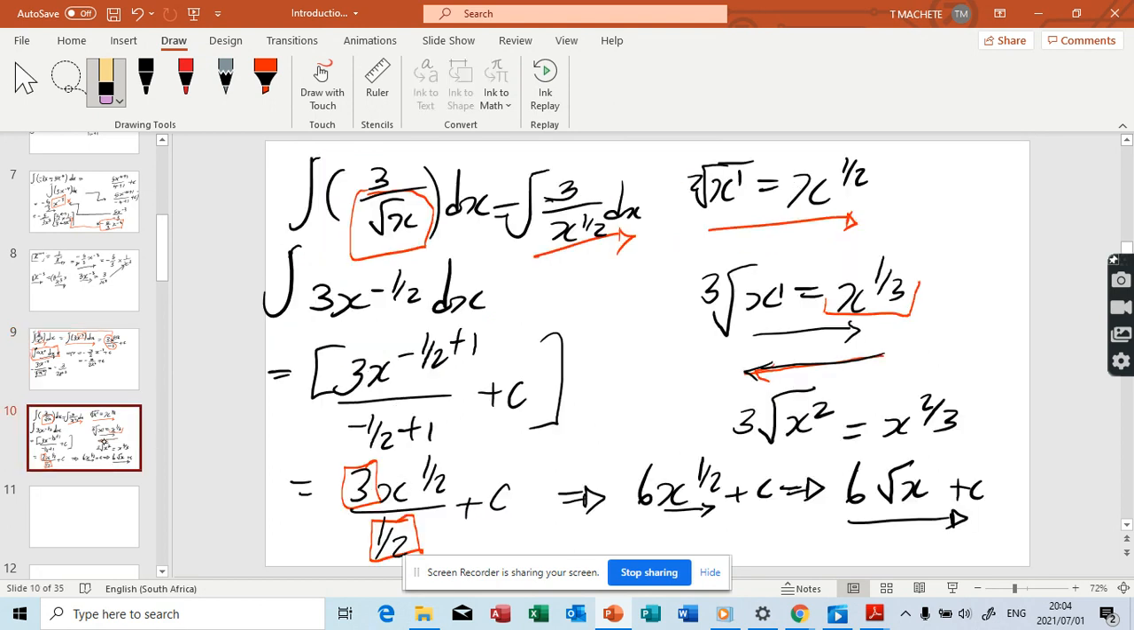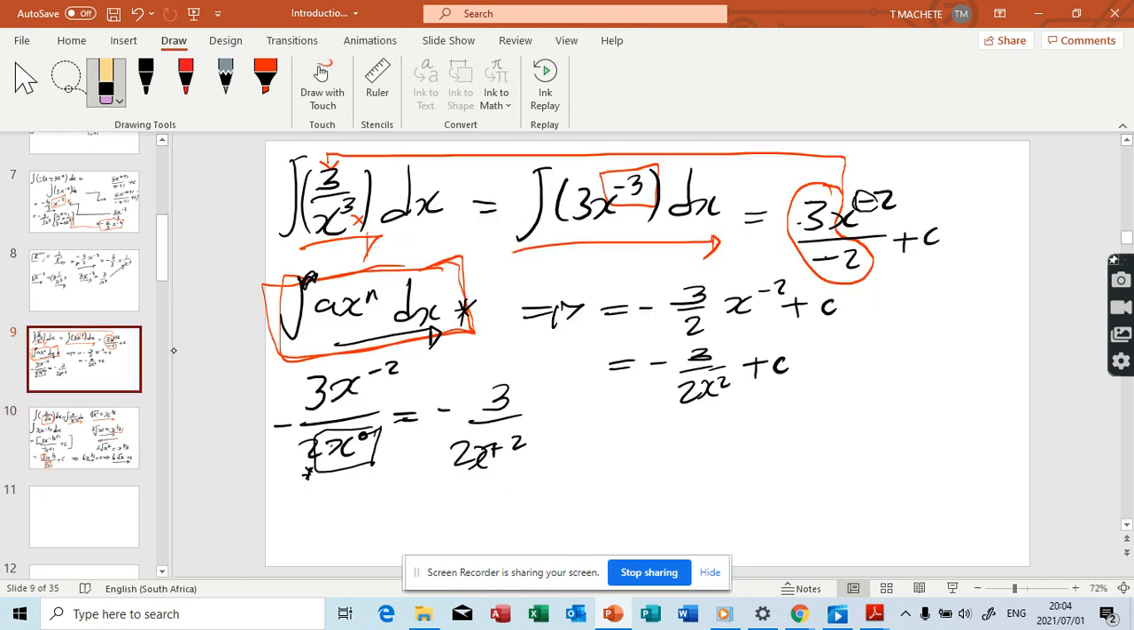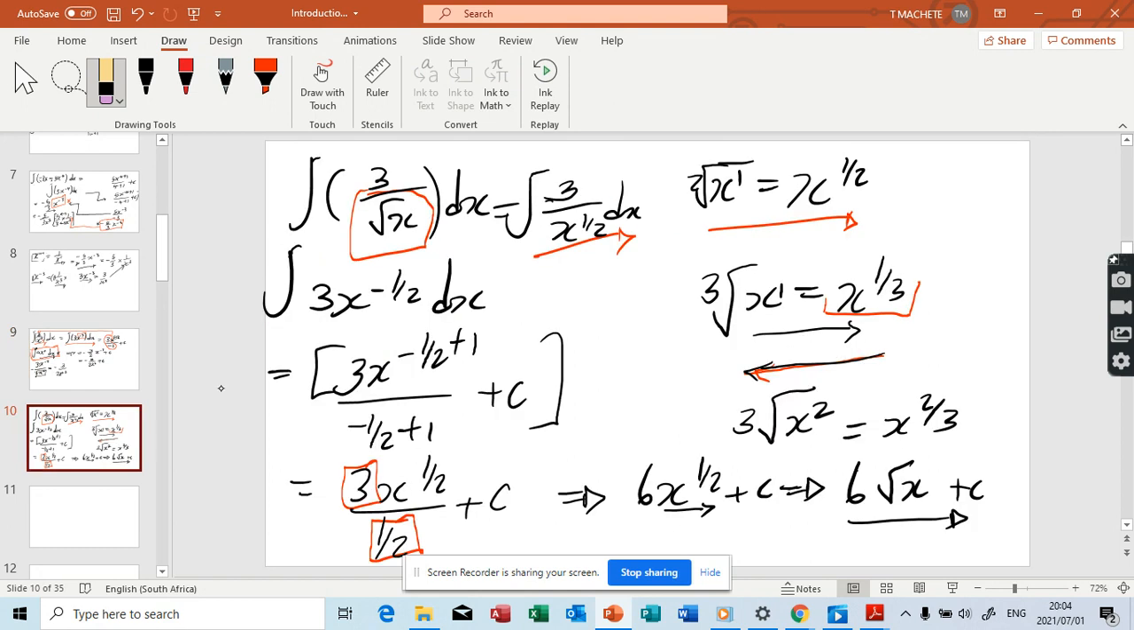So there's no difference between this one and this one. The only difference is that this one has got a square root. This is your n. This is your n plus 1. You got to this answer. Do you get it now?